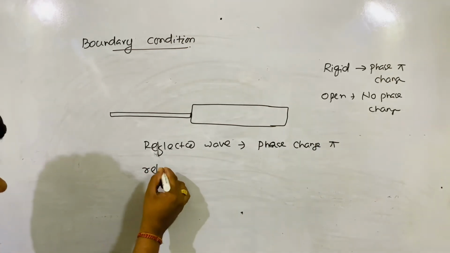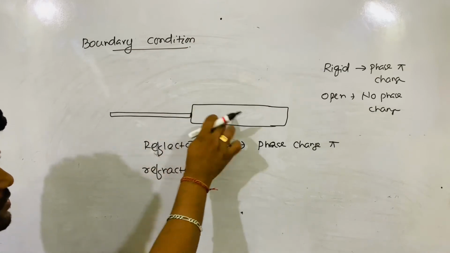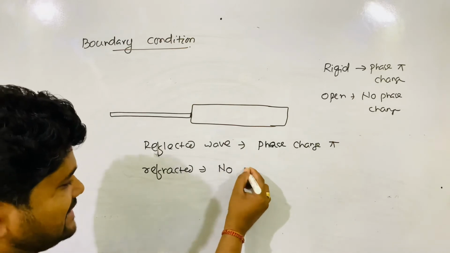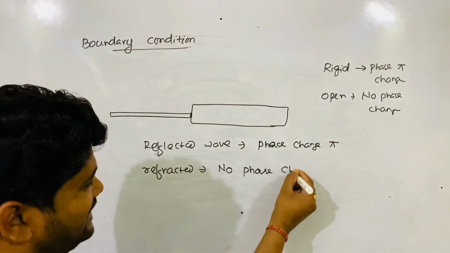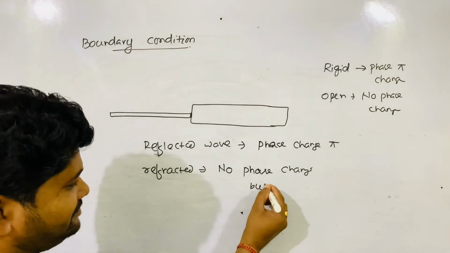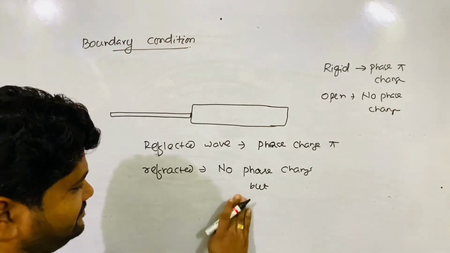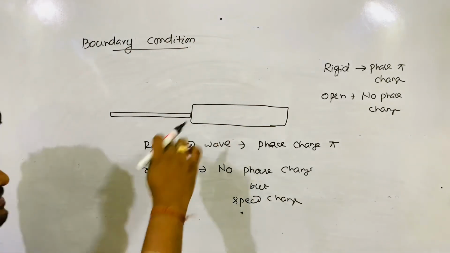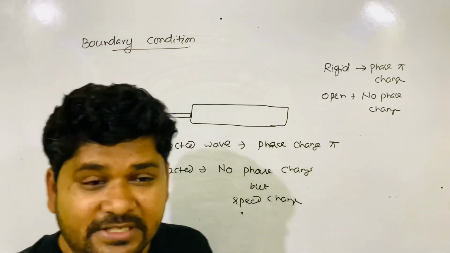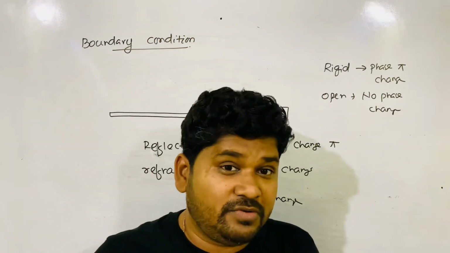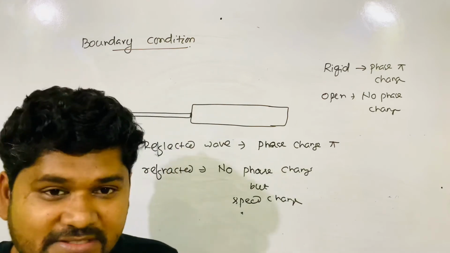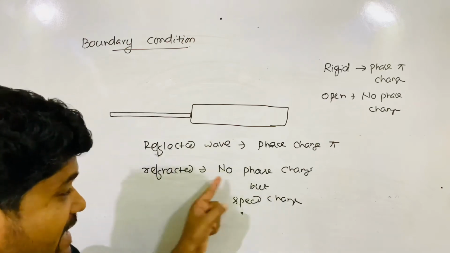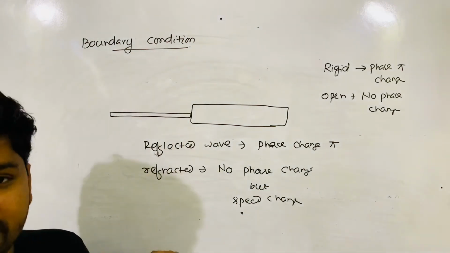But what happens to the refracted wave? The refracted wave passes to the other string, to the thicker string. Refracted wave, no phase change, but speed change, because it becomes another medium, it becomes thick. When a wave gets refracted, the refraction is because of change of speed. Speed changes as we go to the other medium, but there is no change in phase in the refracted wave.